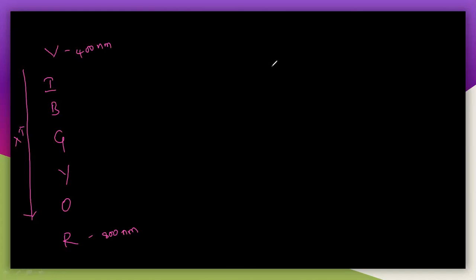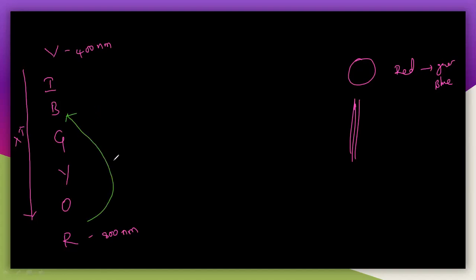So what happens? When you heat a particular substance like coal, or any iron, so when you heat this particular substance, first it will give red color and slowly it will give some greenish-bluish color. So why is it bluish? You will see that the red color is changing to blue color. So why is this happening here? Because the wavelength is decreasing here.